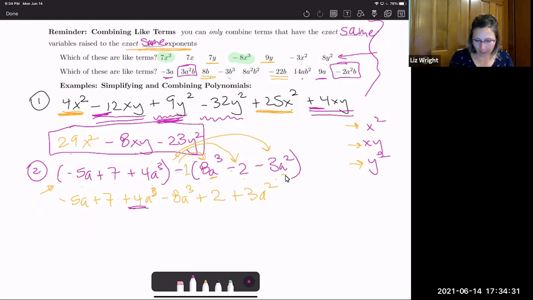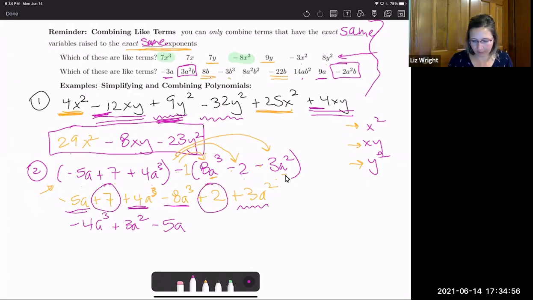So I'm going to go ahead and say, what's a positive 4 minus an 8, which is going to give me a negative 4a cubed. And then now I've got this plus 3a squared I can plop on. And then minus a 5a. And then finally I've got a 7 and then a 2. So that's going to be plus 9. And then that's our final answer, because we can't do anything more with that. That's as much as we can combine.